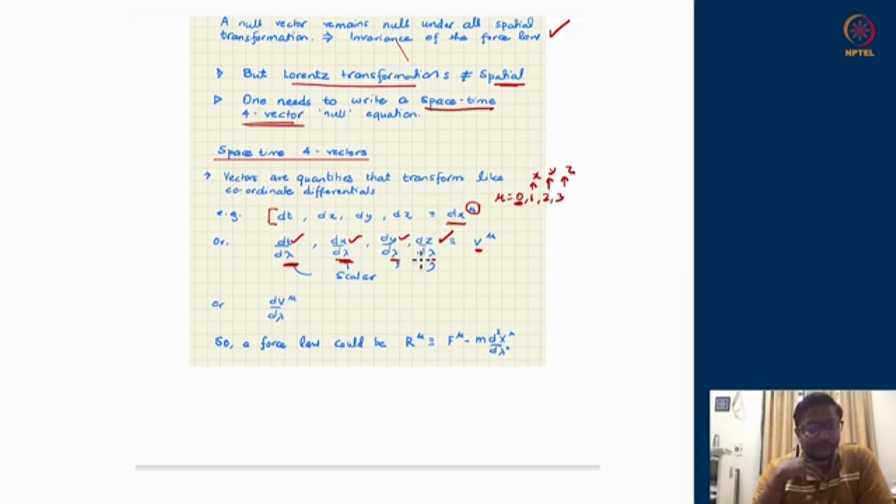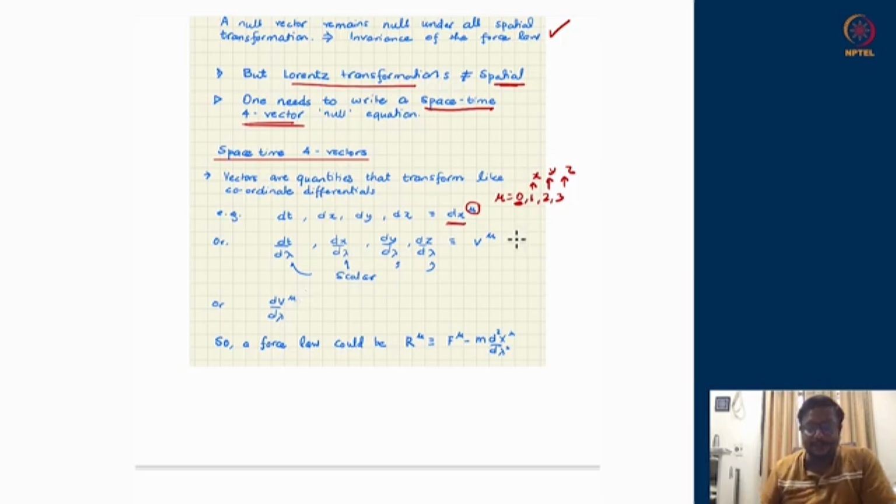If I find such a scalar, of which we will see an example soon, I can take this v^mu and take one more derivative with respect to lambda. That would be something like d2x^mu upon d lambda square. Again, since v^mu transforms like a vector and d upon d lambda is invariant, this quantity is also a vector. So the basic building block is that whatever transforms like coordinate differentials is a vector, and derivatives of coordinate differentials with respect to invariant quantities also transform like coordinate differentials themselves. Therefore all those things are vectors.